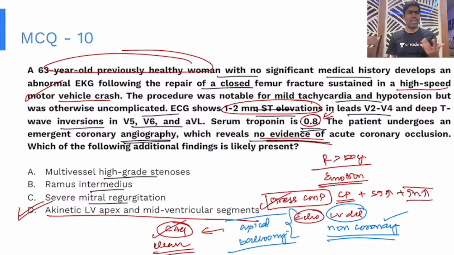Some people are asking what is ramus intermedius. Ramus intermedius is like a trifurcation of your left coronary artery. Normally, what should happen? Your left coronary artery should bifurcate. It's not trifurcate.